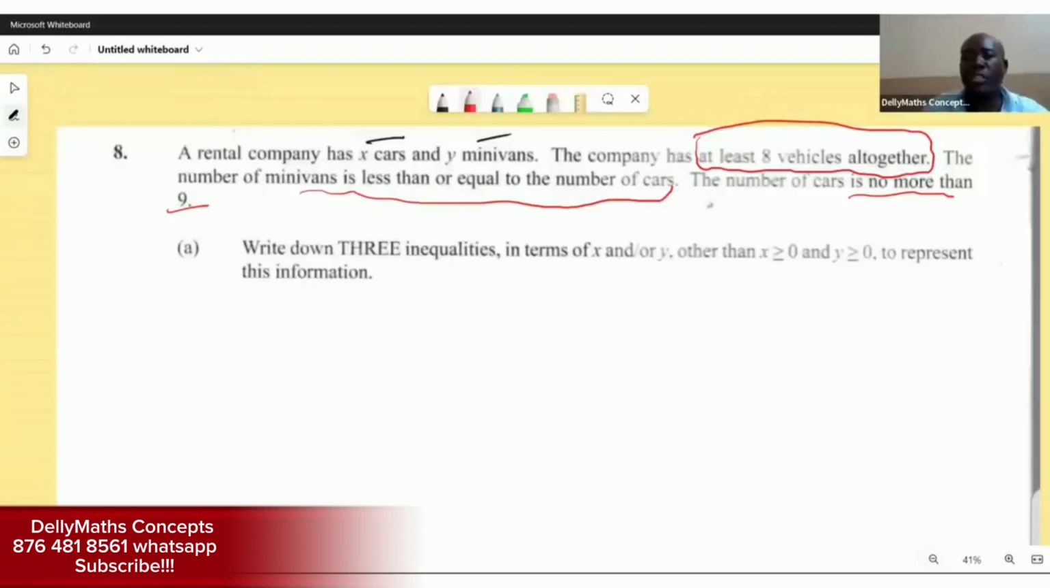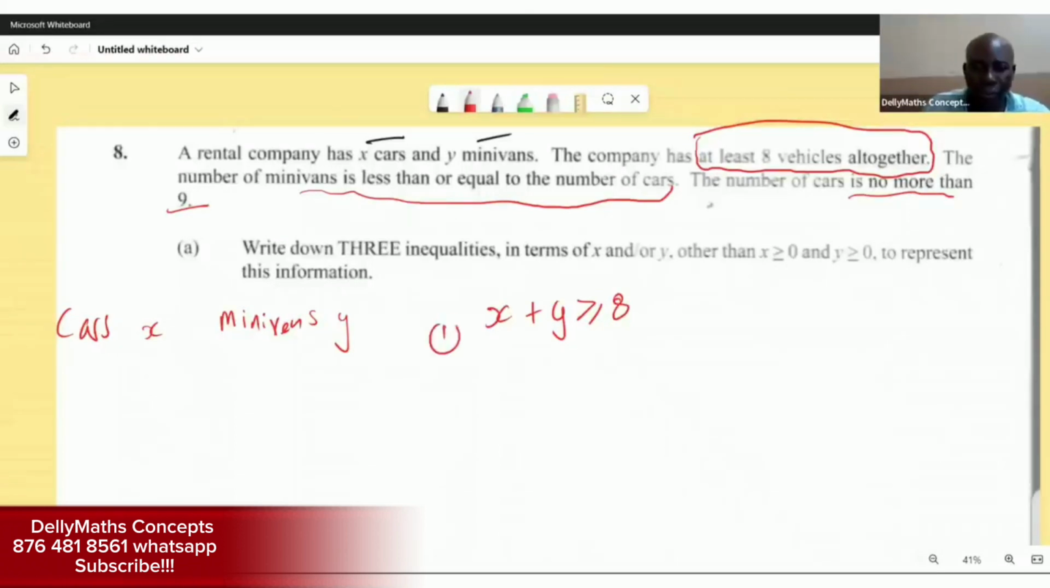The first information I'm going to pick on is the first thing that says that the number of vehicles must be at least 8. We want to bear in mind that cars is X and minivans is Y. Therefore, the number of cars plus the number of minivans must be greater than or equal to 8. And the reason for that is that the company has at least, so it must be greater than or equal to 8. That is the first one.